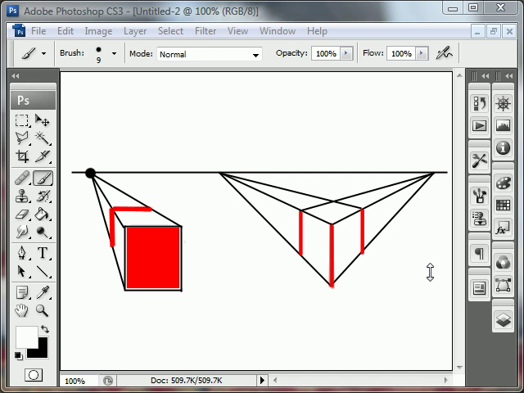Hello, this is a video tutorial explaining how to draw boxes in two-point perspective. Remember that in one-point perspective we can see the front-facing side of one of the objects. So that means that one side of the object will be completely front-facing.